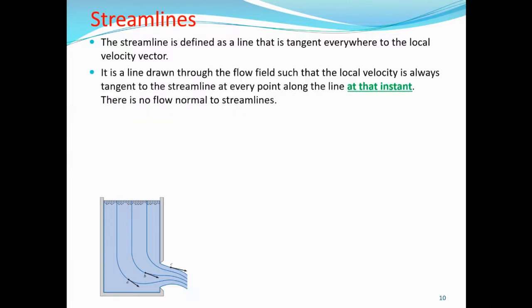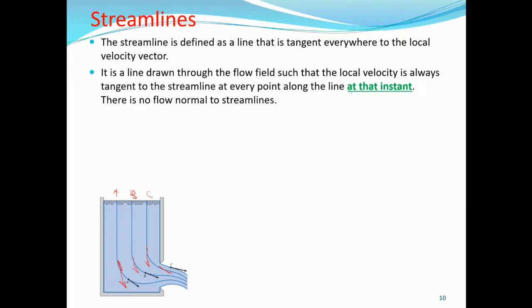If you look at this figure, flow is flowing out. If you have three particles A, B, C, A will follow this path, will go up, then B, C. So at any point you have the velocity vector. When you have the velocity field and try to plot it, the streamline is tangential at any point. It is a line drawn through the flow field such that the local velocity is always tangent to the streamline at every point along the line at that instant.